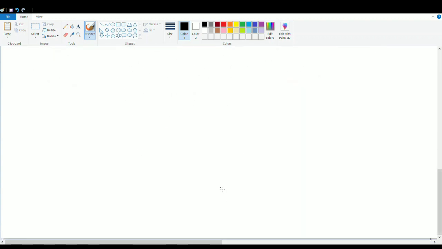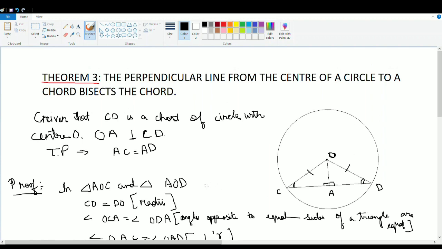So this is the theorem, and we will also prove the converse of this.